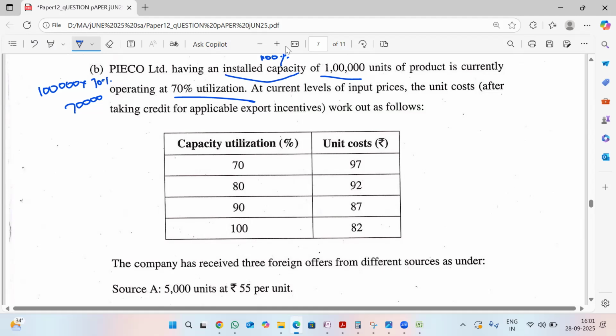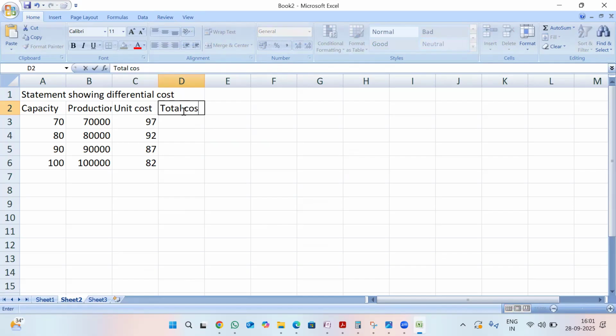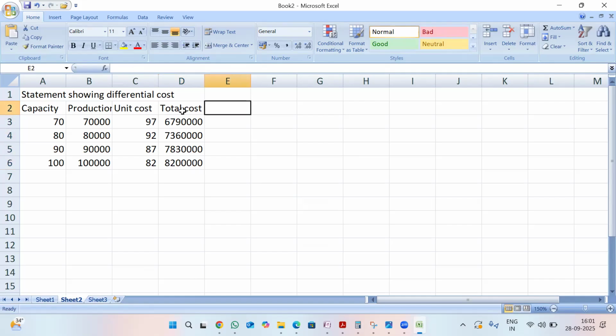Then I have unit cost. So what will be my unit cost? 97. So per unit cost is 97, 92, 87 and 82. So 5 rupees is getting decreased for each increase in level of activity. So my total cost at this level will be 70,000 into 97. Here 80,000 into 92. Same way 90,000 into 87 and 1 lakh into 82. So I'm just calculating differential cost.